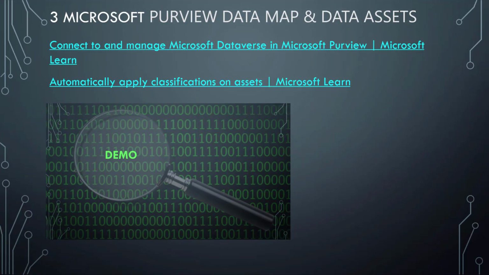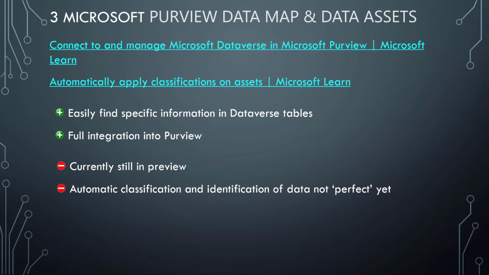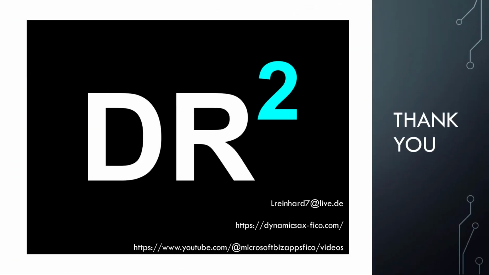Okay, so after this last demo, again here a short summary. So what I showed you here in the Purview data map and data assets, it allows you to find information easily. It has an integration into Purview, but currently it's still in preview. So not everything is really working fully automatic and in the perfect way. I had to test it a couple of times, but as it goes general availability to GA, I think things will get much better and give you a really powerful tool to see what kind of data you have in your Dataverse table.